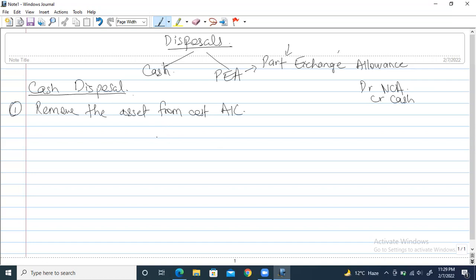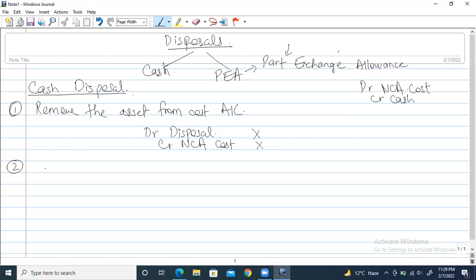So what we do is we just reverse the entry. We credit non-current asset from the cost account. This can be called cost or non-current asset, it's the same thing. So credit non-current asset account, and debit a new account which is called the disposal account, because all the working for the profit or loss is done in the disposal T account that I'm going to show you in a while as well. So debit disposal and credit non-current asset cost account. This is the first step.